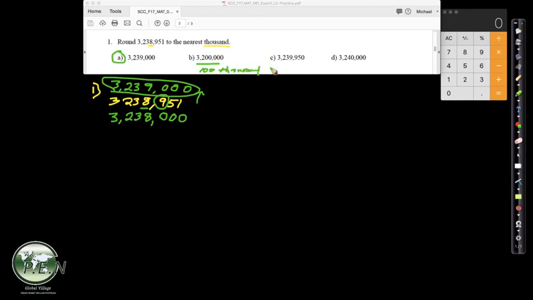So if you chose that, you had the wrong place value. This one, the C, is rounded to the tens place. And the last one appears to be rounded to the 10,000ths place. Okay, so they're rounded to the wrong place. A is the correct one. Okay, let's keep moving forward then.